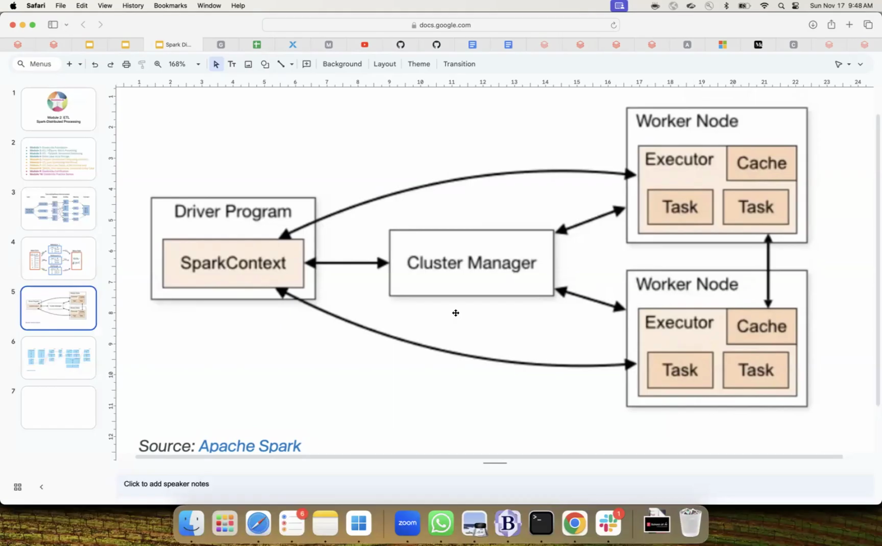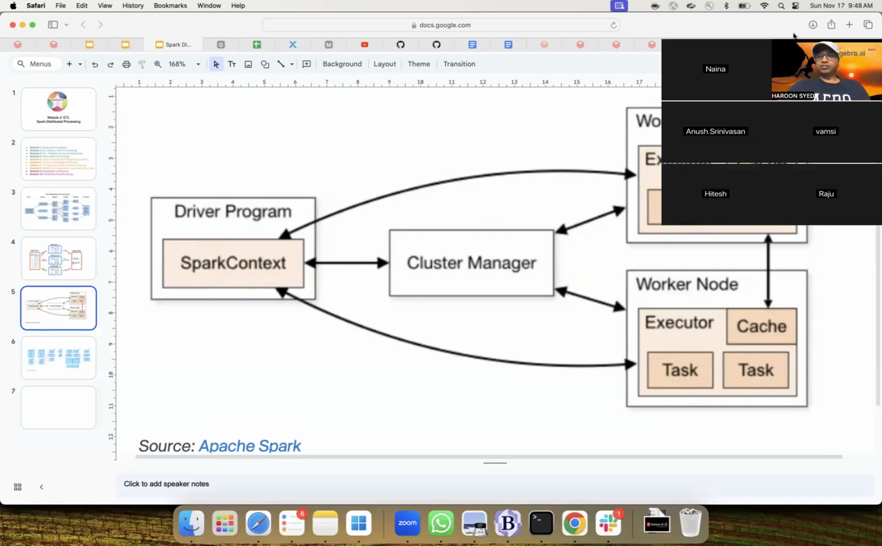Any questions on this? Vamshi, Hitesh, Raju, Naina?